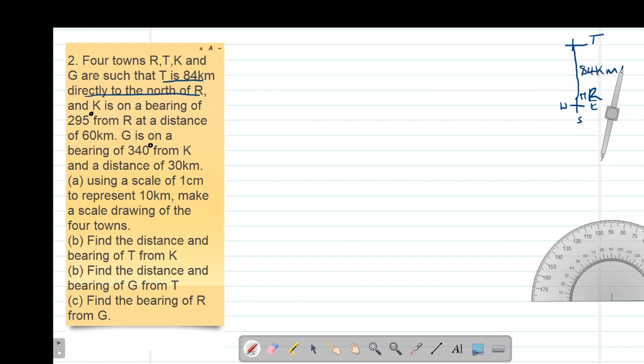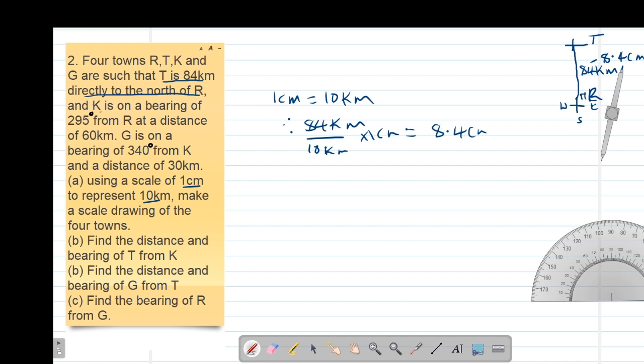So of course we are given the scale. We are told to use a scale of 1 centimeter to represent 10 kilometers. So if 1 centimeter is equal to 10 kilometers, what about 84 kilometers? So this will be 84 over 10 kilometers, then multiplied by 1 centimeter, which will give you 8.4 centimeters. So here we are going to measure 8.4 centimeters in order to get to point T.